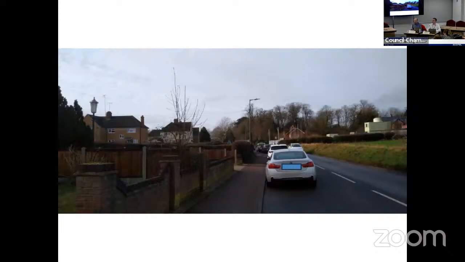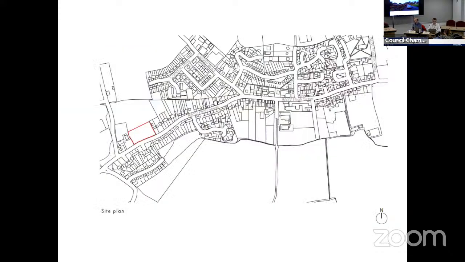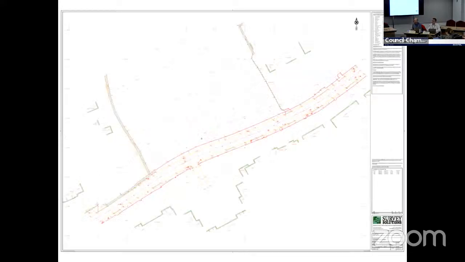This shows part of the site on the right and existing residential development on the left, and looking west out of Kimpton. Next slide. This shows a wider view of Kimpton with the red-edged site location plan on the left side. Next slide. This is a more detailed topographical plan of the site and the surroundings.